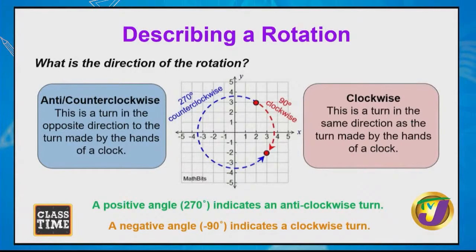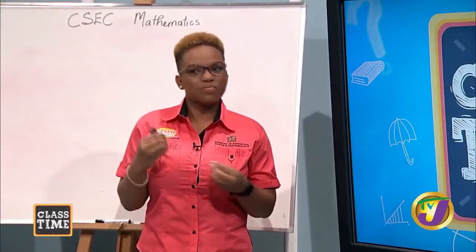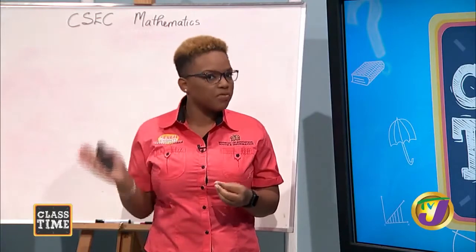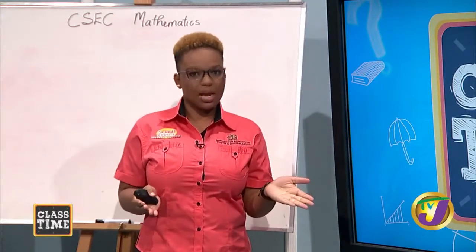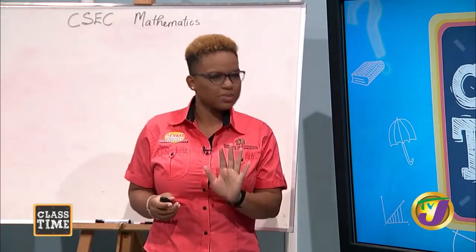The convention, right? So just remember, if you see a negative angle being represented, you need to move in a clockwise direction. And if you see a positive angle being represented, it's an anti-clockwise turn. Don't get confused. All right, got you.